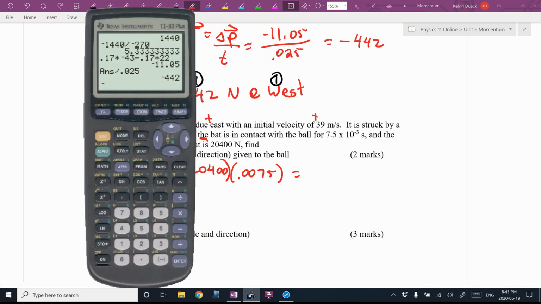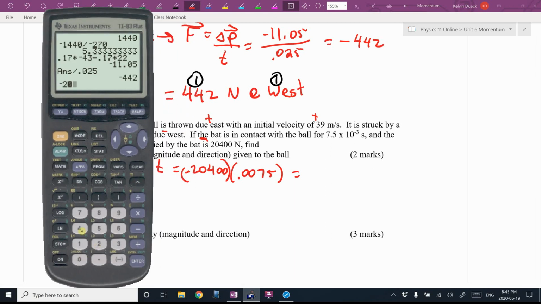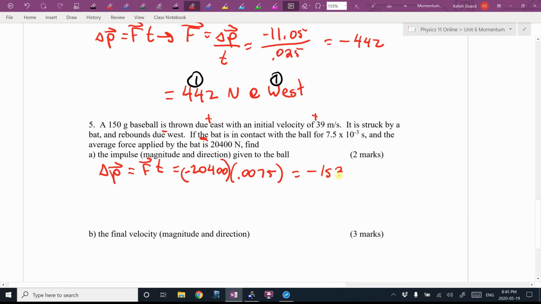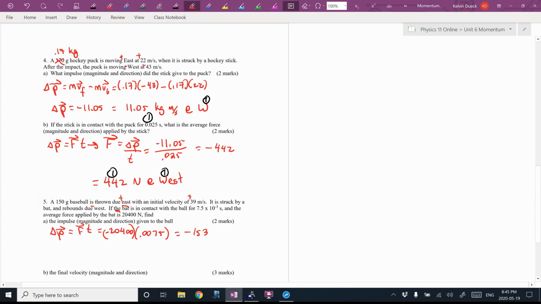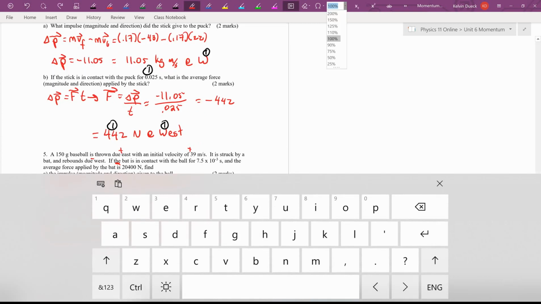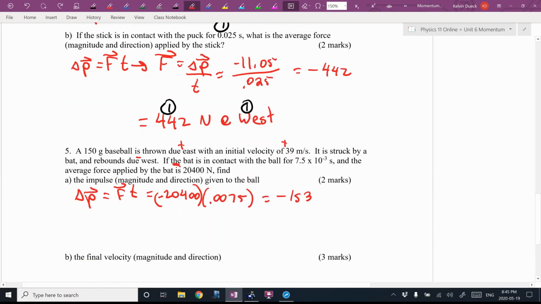So it's going to be negative 20,400 times 0.0075. I get negative 153, which means, oh, come back. All sorts of fun stuff popping up here.